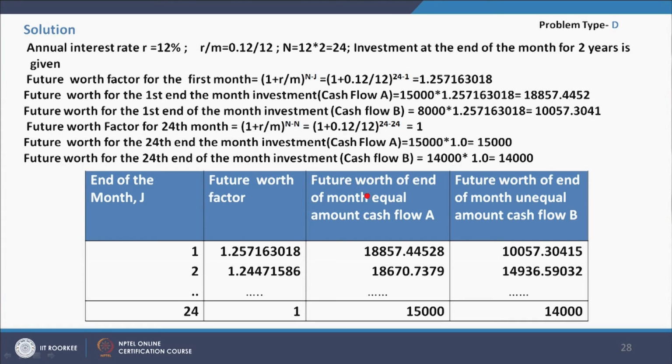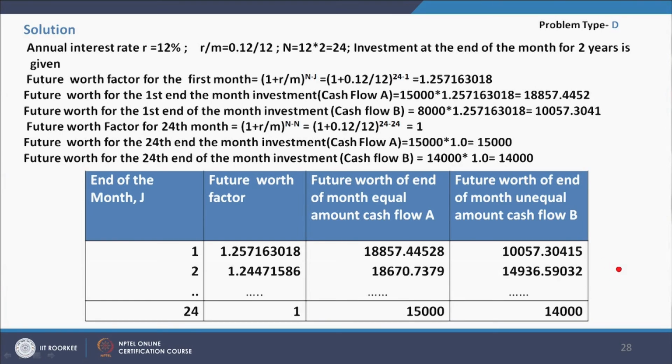So, the future worth for the cash flow A will be 15,000 into this factor, which comes out to be 18857.4452, and for the cash flow B this will be 8,000 into this factor, which comes out to be 10057.30415. Similarly, the second month can be calculated, and for the 24th month the future worth factor will be 1. So, this will be 15,000 and this will be 14,000.